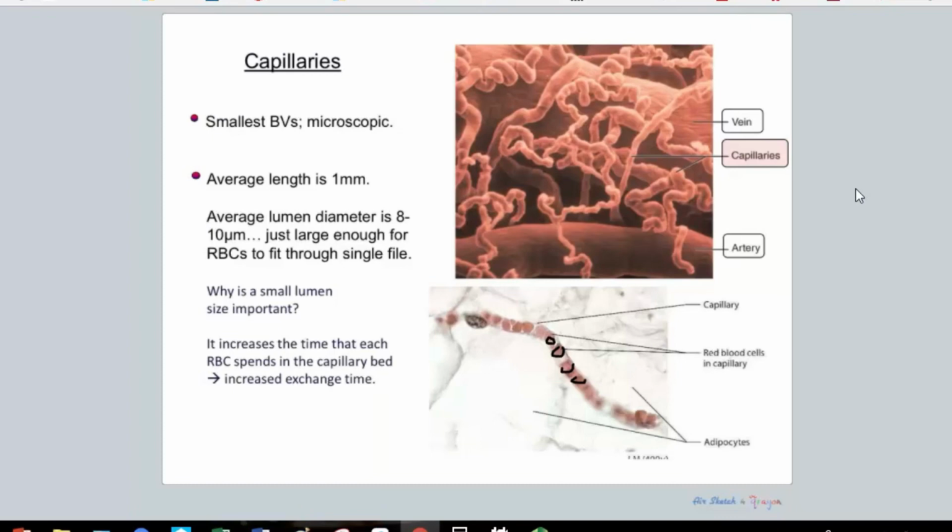So why is that good? Why is it good to have them fit through single file instead of having a large vessel like that where you have a bunch of them going through at one time? And the answer to that is it increases the time that each red blood cell spends in the capillary bed, so it increases exchange time.